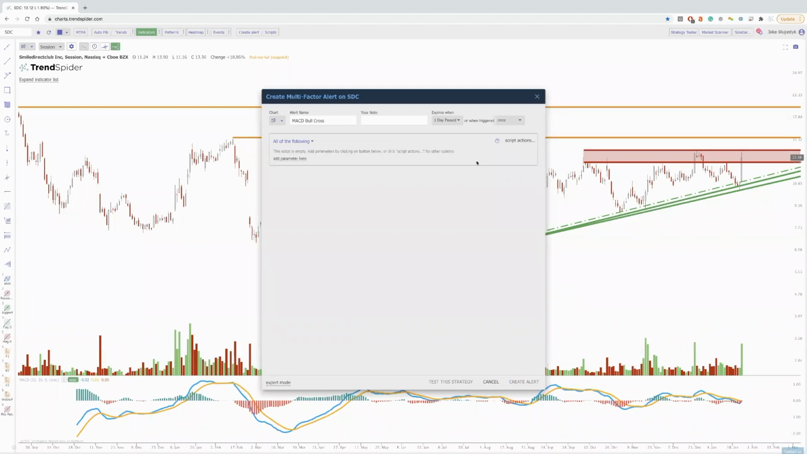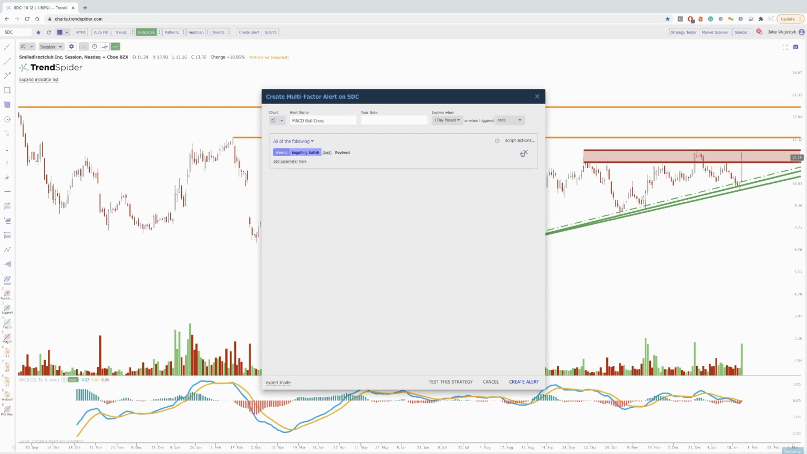Let's say that you're more of a price action trader and you're looking for a potential hammer or something else on the chart. You could go to condition. Maybe on SDC, I'm looking for a bullish engulfing candle. I could go to the weekly chart, candlestick pattern, type in bullish engulfing, or I just have to type in bull and bullish engulfing will pop up here. So whenever the weekly candle closes as a bullish engulfing candle, I'll be alerted.